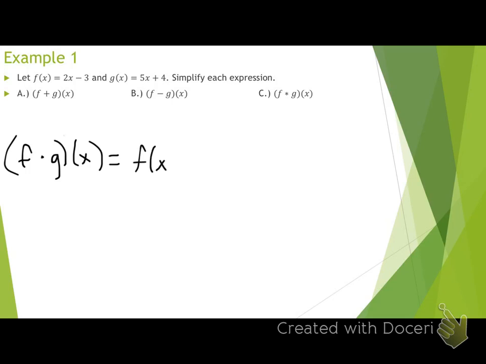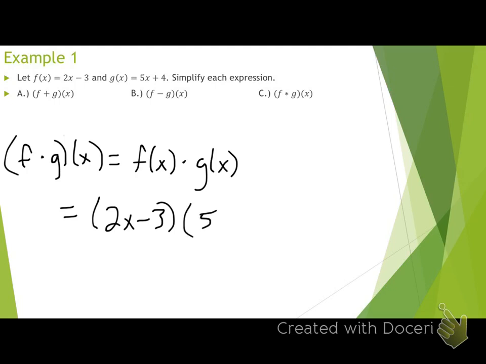So f of x times g of x, 2x minus 3 times 5x plus 4. In this case, it's just going to be FOIL, since I have a binomial times a binomial. So multiply my first terms together. 2x times 5x would give me 10x squared.